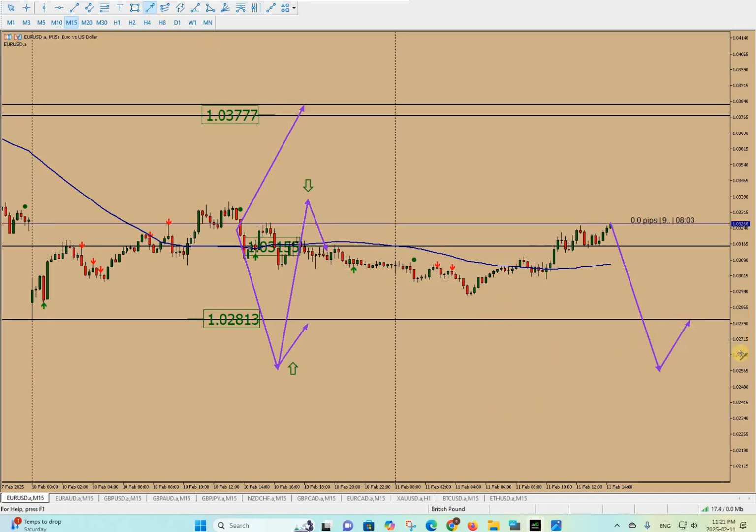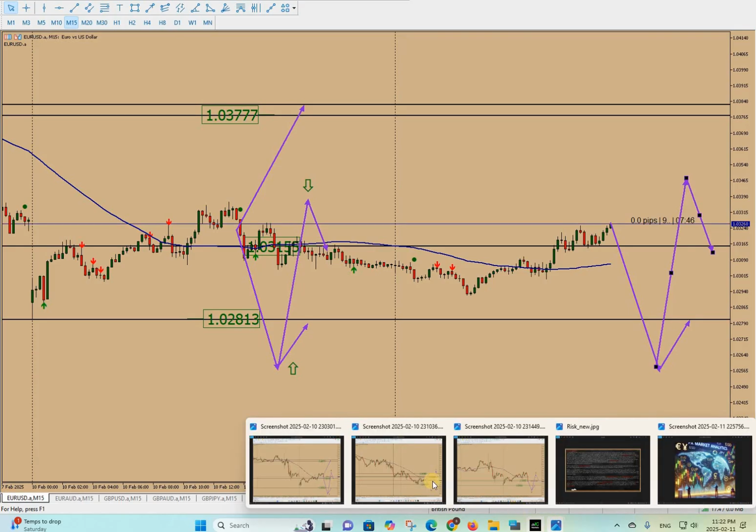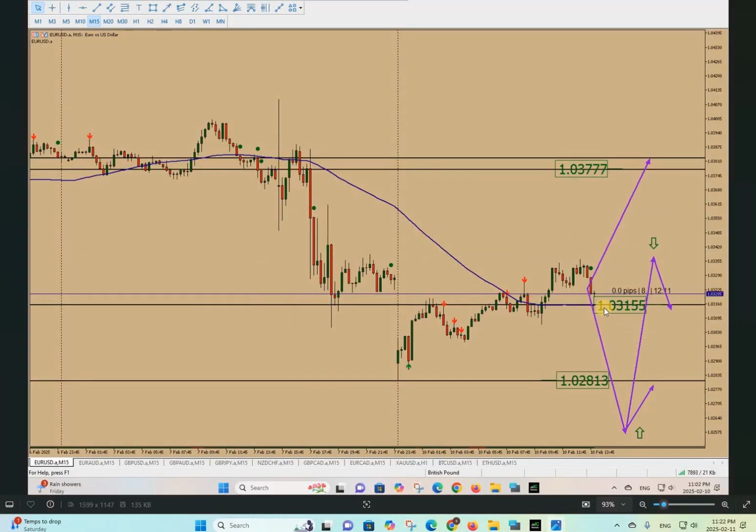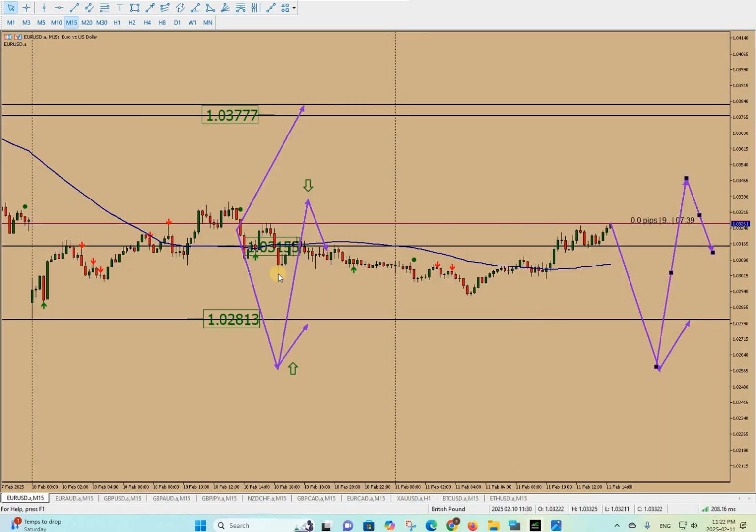And if the market continues going up, coming to our selling zone, and if we get an arrow like this, we can sell it to this level, which is 1.03115. The screenshot would show you better. This is the screenshot from last night, and today this is the live chart, and that is today. This is last night that I made a screenshot.